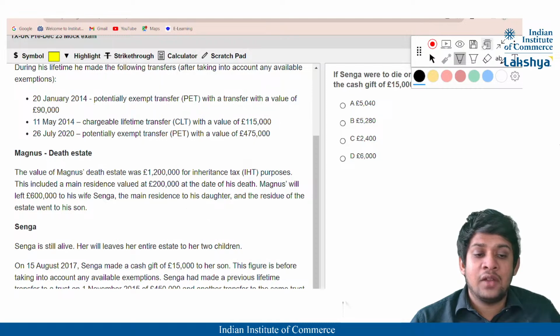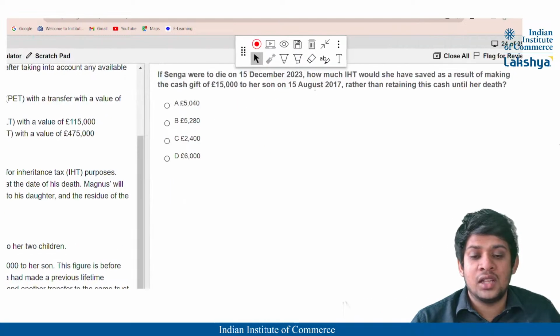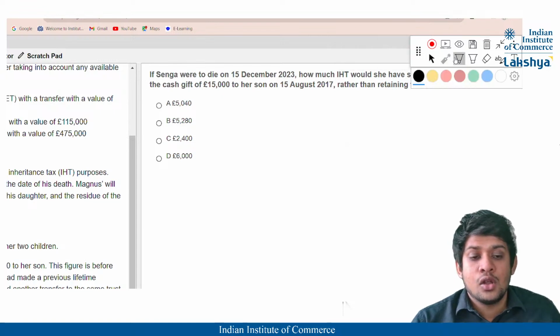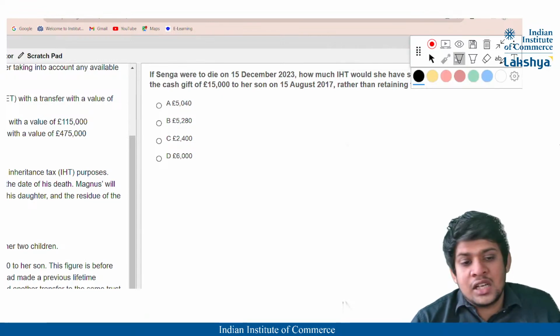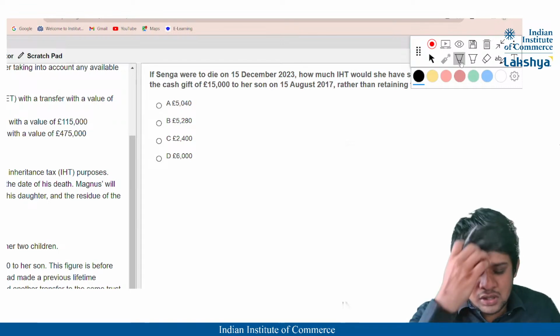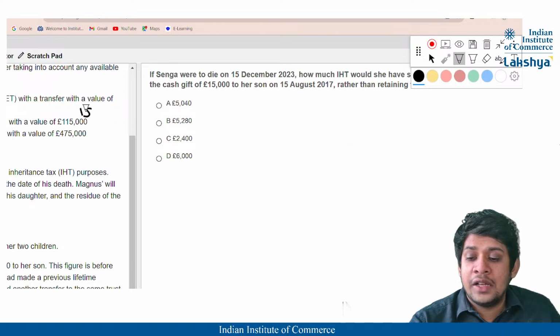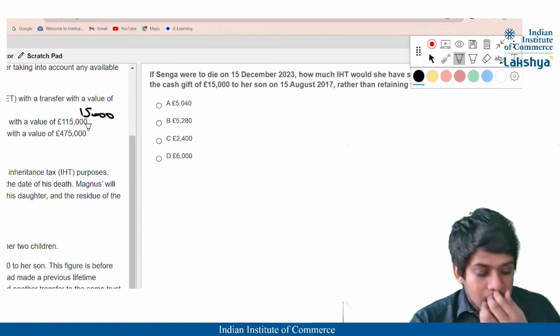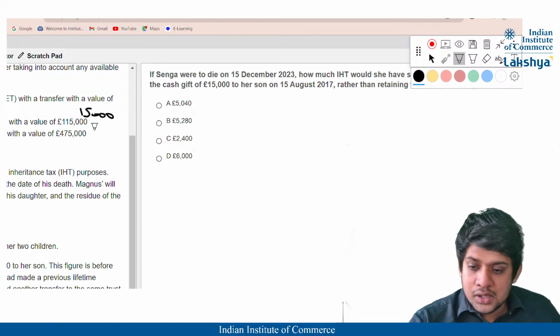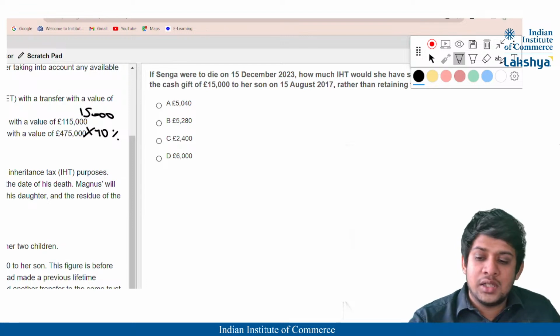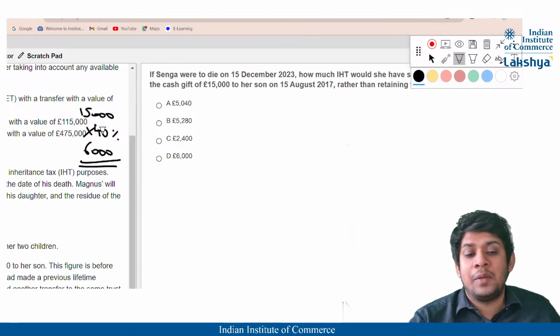But if she makes the gift of £15,000 to her son directly on her death estate, what will happen, guys? On the death estate, you do not get any annual exemptions, correct? So directly on 15,000, 40% will be chargeable. So 15,000 into 40% is 6,000, right? So she would have paid 6,000.